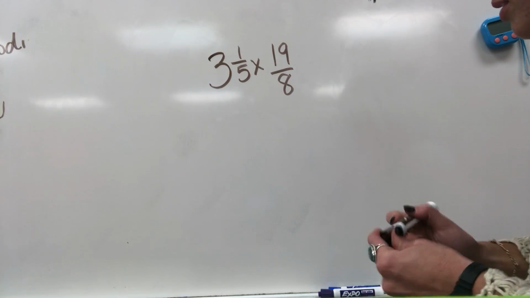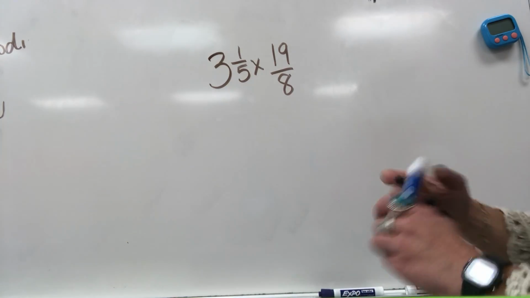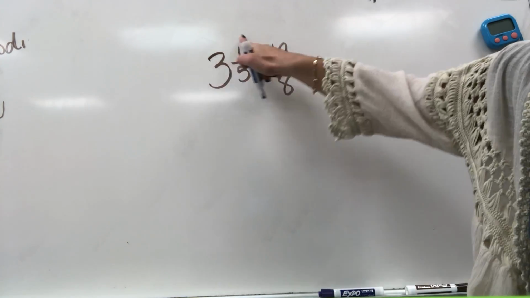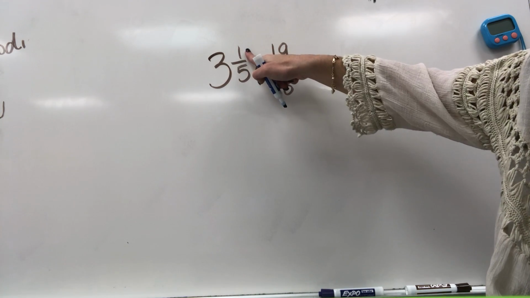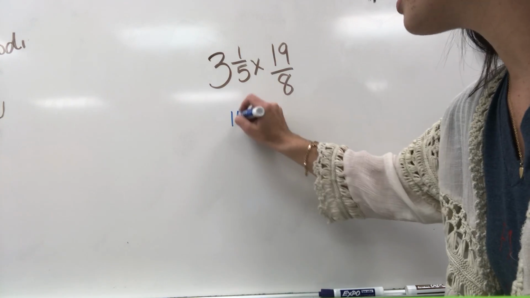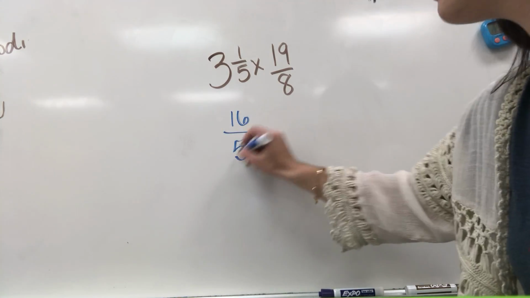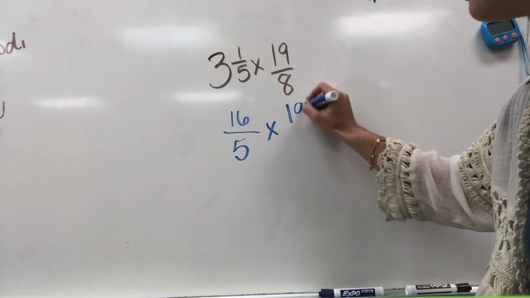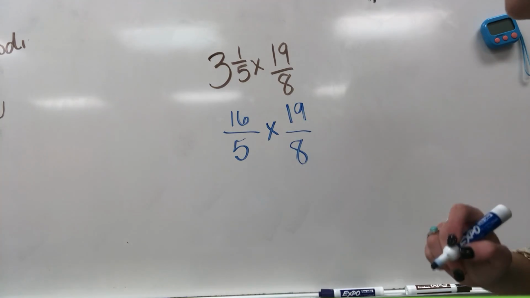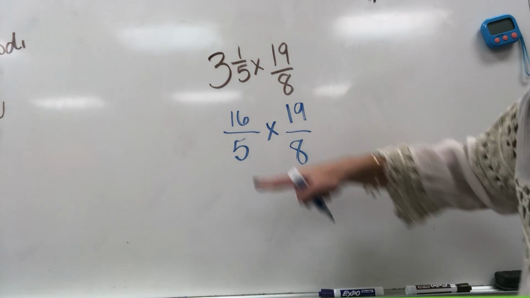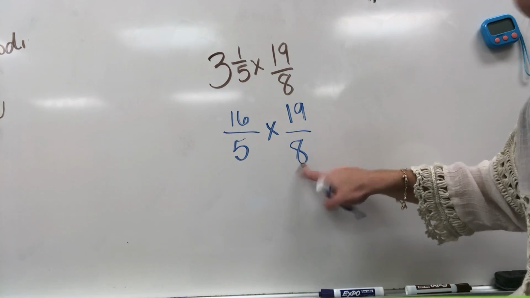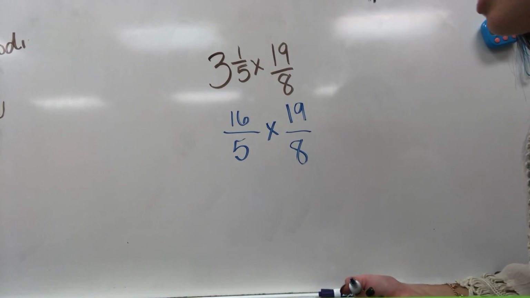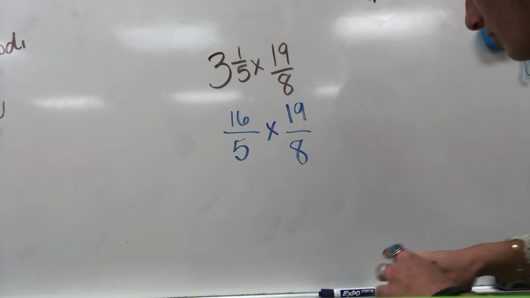So I have a mixed number times a fraction. If that's the case, I'm going to first change the mixed number to an improper fraction. So 3 1/5 will become 5 times 3 is 15, plus 1 is 16. And my denominator stays the same, so 16 fifths times 19 eighths. All right, so before I do the standard algorithm of numerator times numerator and denominator times denominator, I'm going to cross cancel if I can so that I don't have to do it at the end.